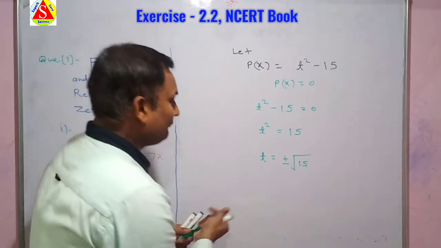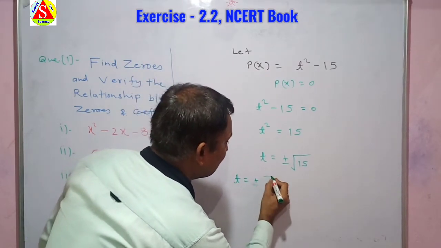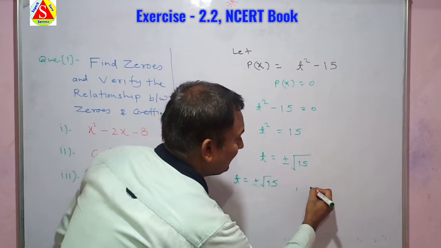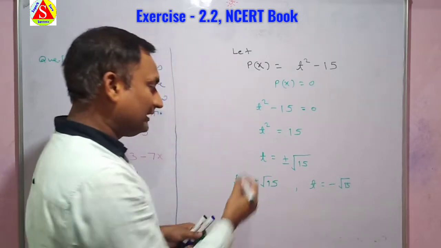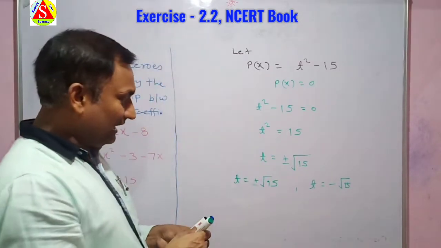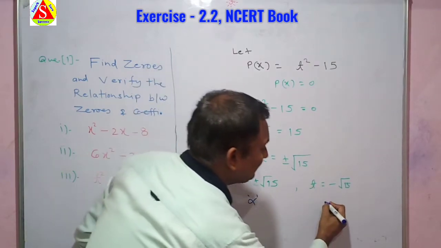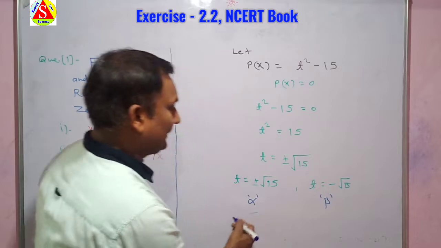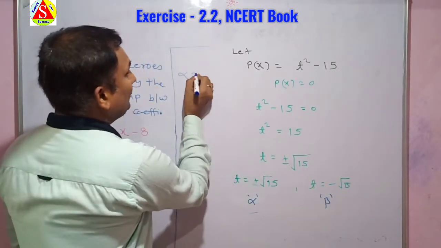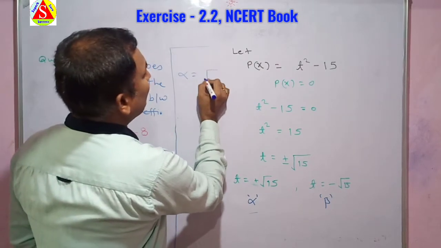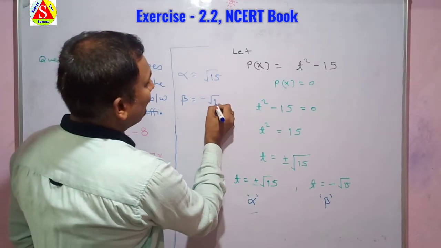It means here we have t is equal to plus under root 15, and also t is equal to minus under root 15. So here we have two zeros. Let the first one be alpha and the second one be beta. So alpha is equal to plus under root 15, as well as beta is equal to minus under root 15.